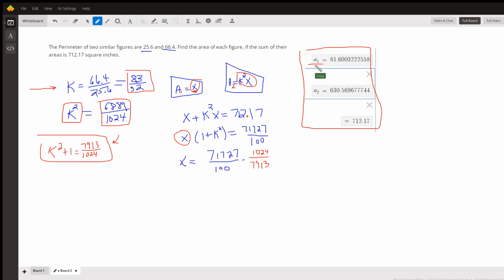Okay, there's the area of the smaller similar figure. There's the area of the larger similar figure, and they do add up to 712.17. There you go.